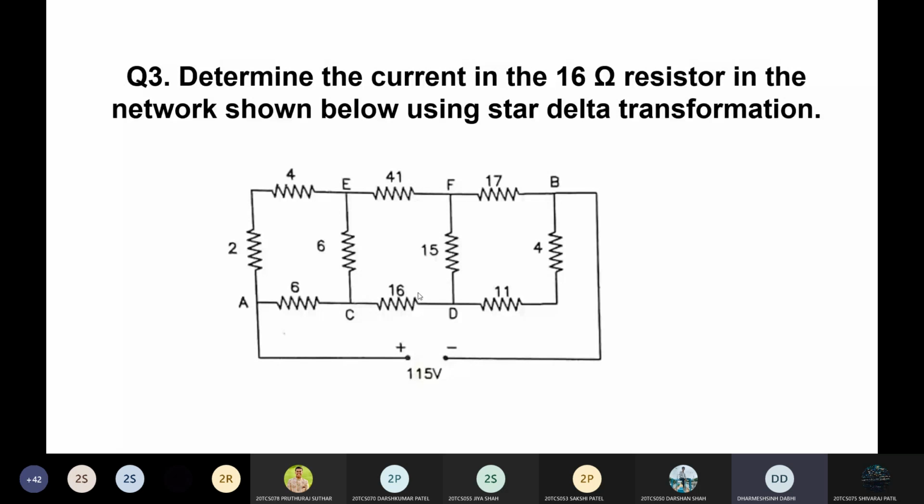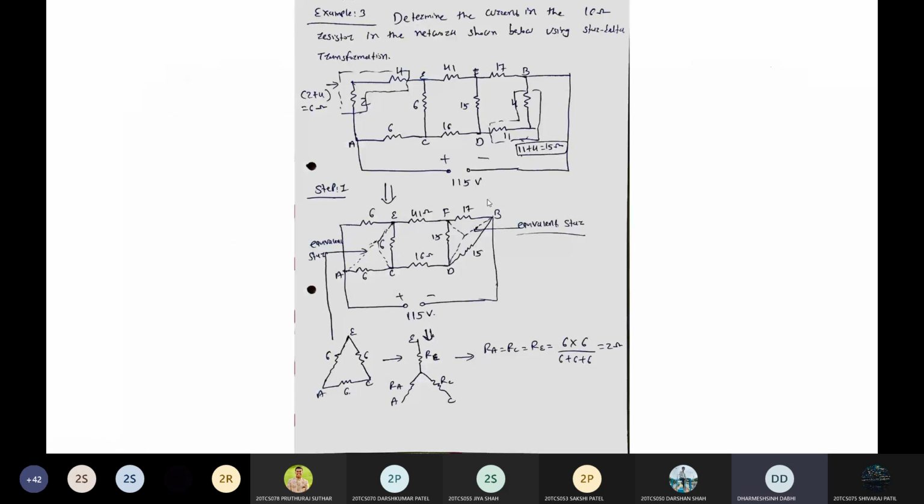First is reduce the circuit. Whatever resistances are connected in series, first make the equivalent. So you can see here 4 and 2 are connected in series, so that becomes 6. Same way here 4 and 11 are connected in series, so that becomes 15. So here you can see 2 deltas in your figure. One is 6, 6 and 6. Here that becomes delta. Same here 15, 15 and 17 is also delta. So convert these 2 deltas into star and redraw the circuit.